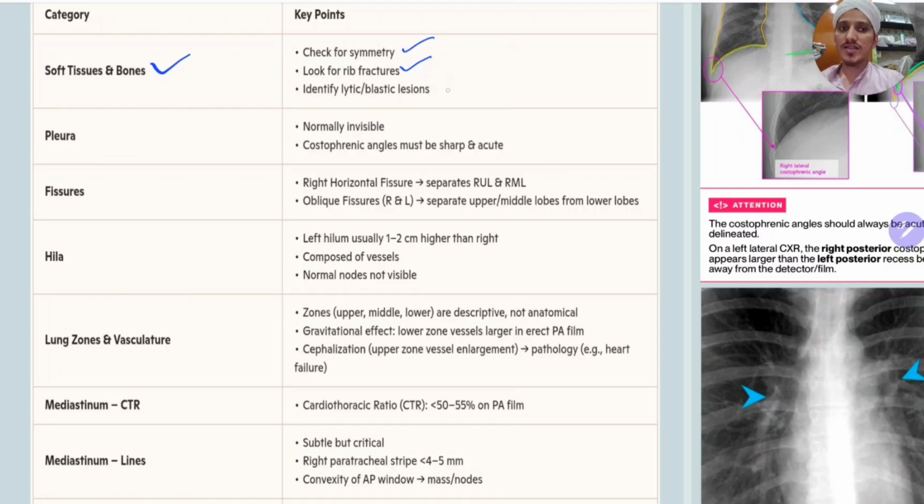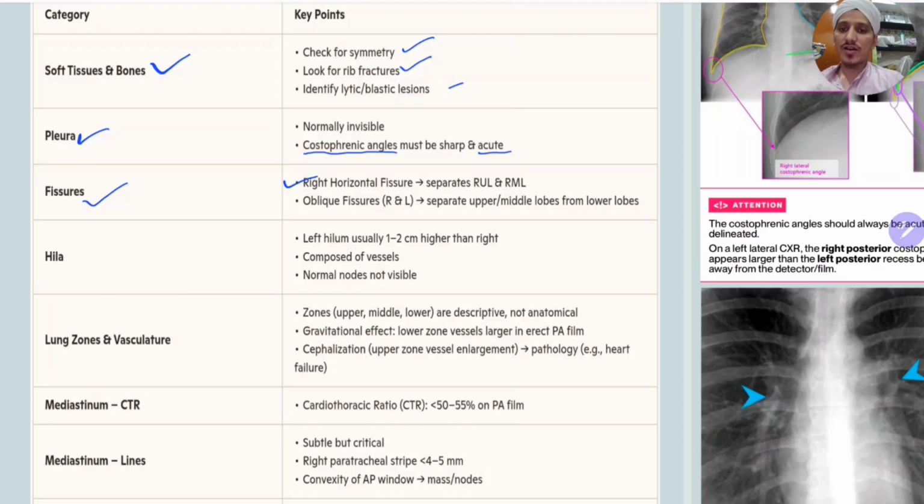Identify any lytic or blastic lesions. Then see the pleura. Pleura is normally invisible, but we should see the costophrenic angles. They are sharp and acute. Fissures are also very important, because they have a role in consolidation and collapse.